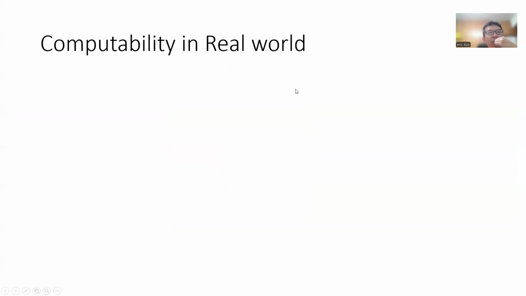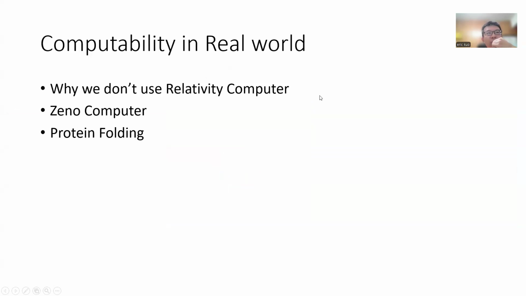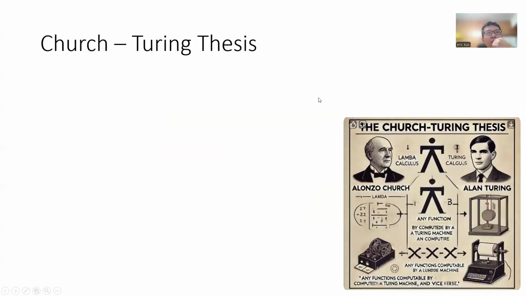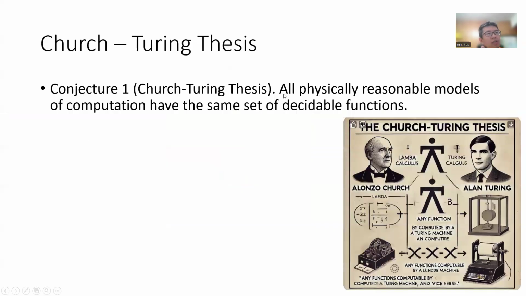Okay. So computability in the real world: there are various computers that people try to develop, and I will not describe the details, but people try to use other ways to do computation. The famous one is the Church-Turing thesis. This is a conjecture. It says that all physically reasonable models of computation have the same set of decidable functions. Basically, yes, we believe that the Church-Turing thesis is correct.